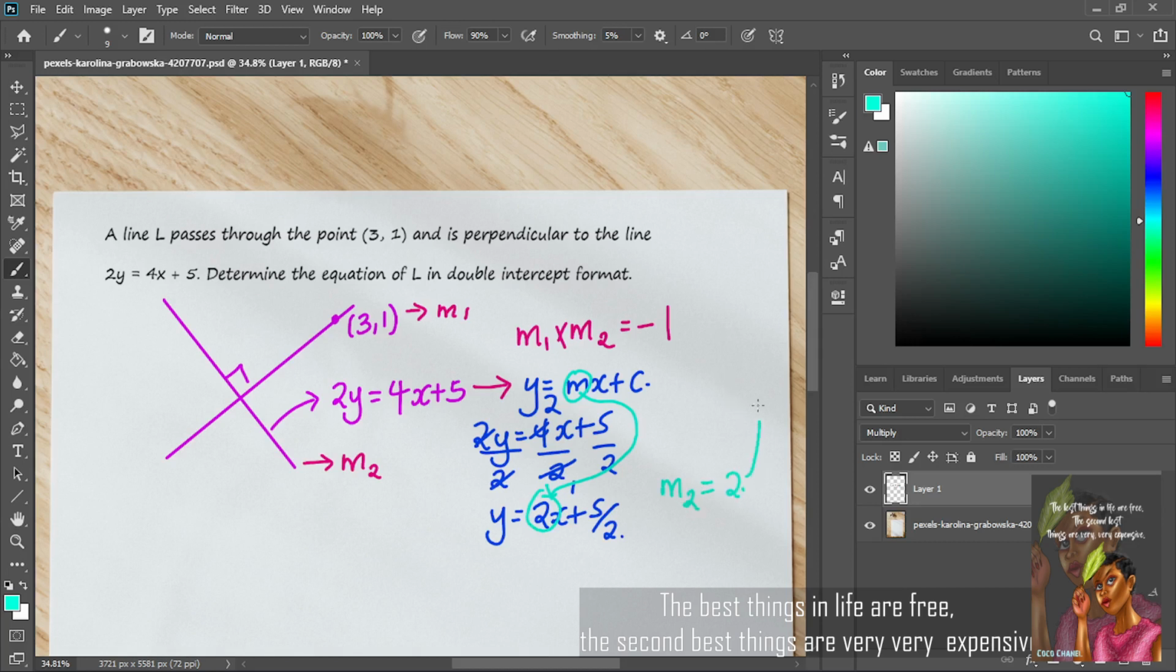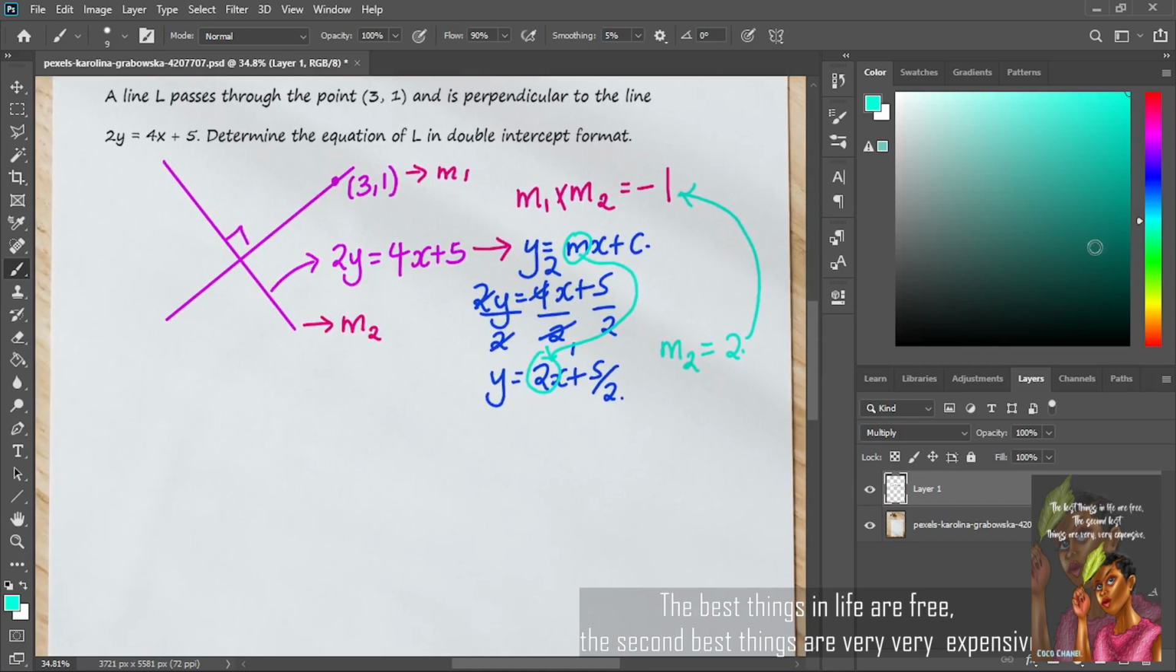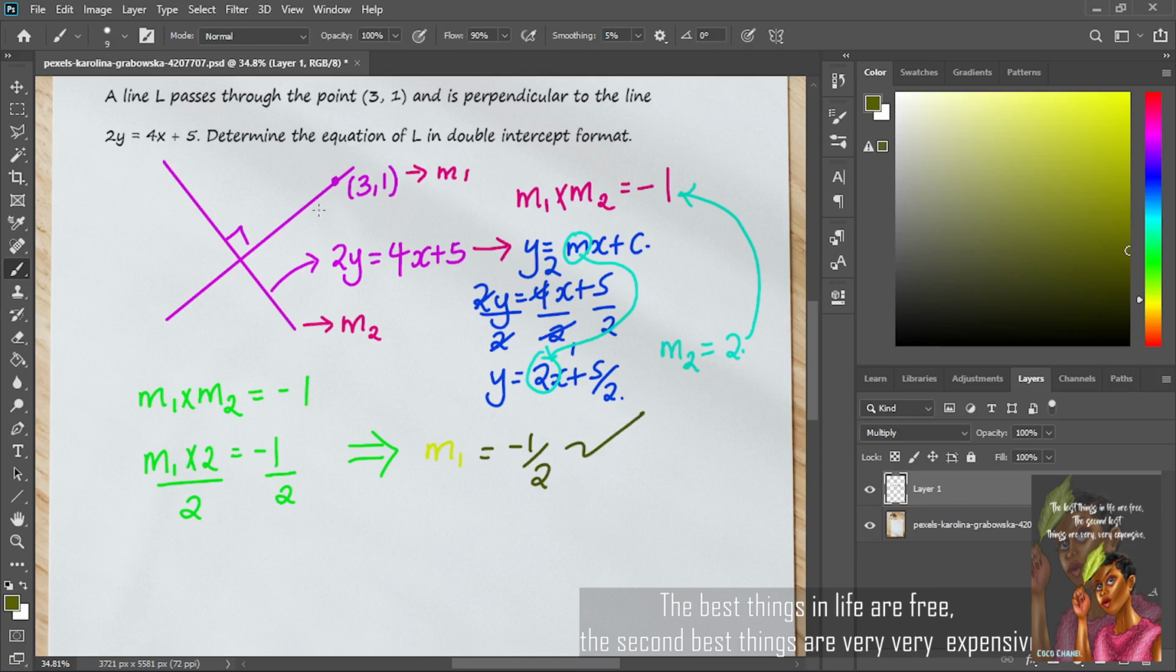Now we can take this and replace in that equation to get what m1 is. So when we take m1 and multiply by m2, that is going to be -1. m1 we don't know, m2 we know it is 2, so m1 times 2 = -1. I'll divide both sides by 2, and we get m1 = -1/2. Now this is going to be the gradient of this other line.